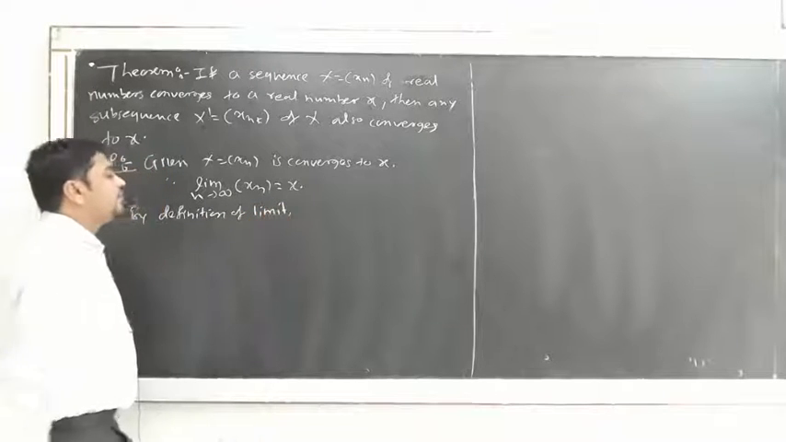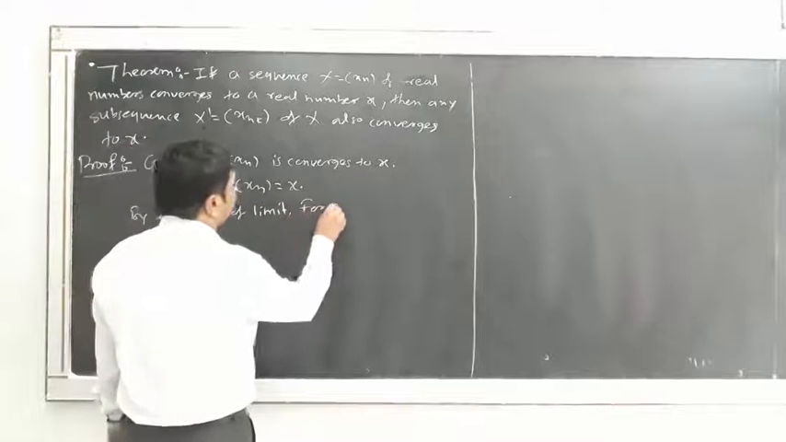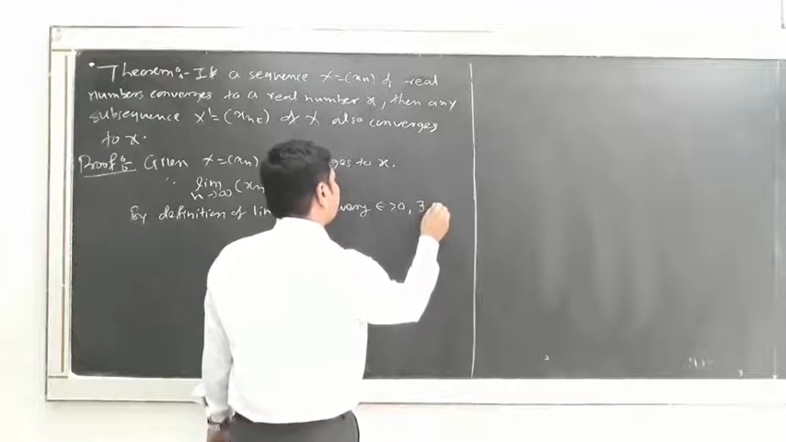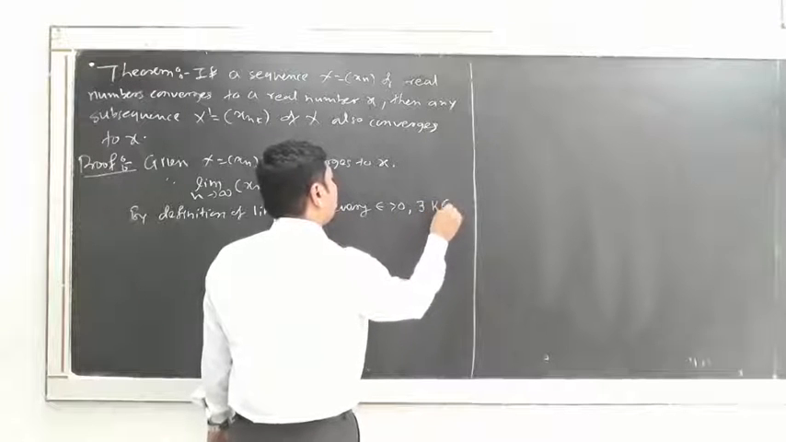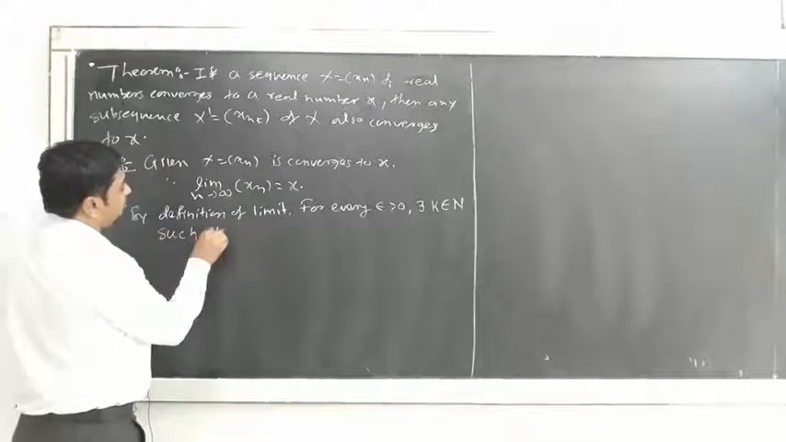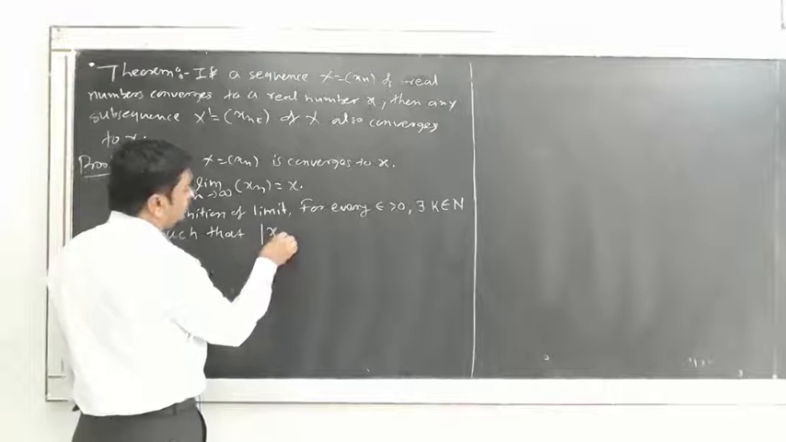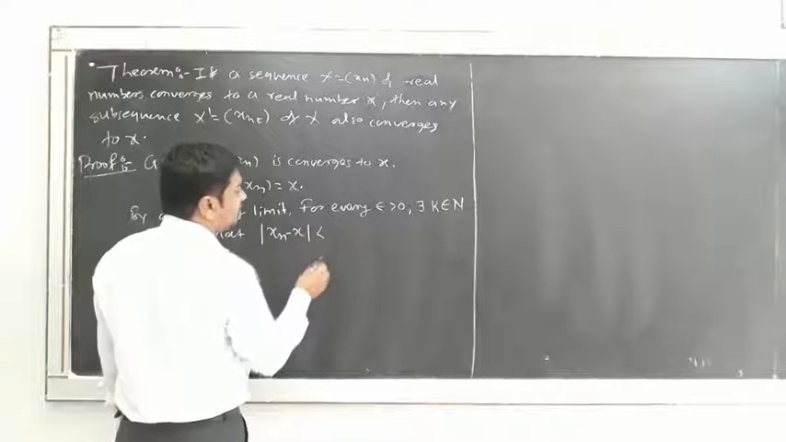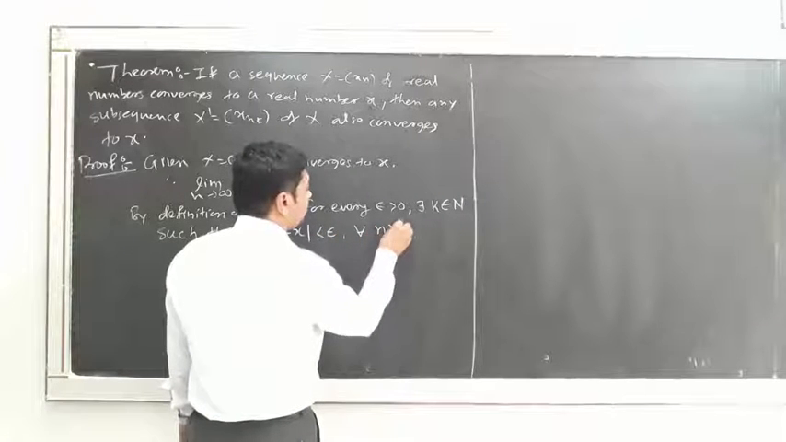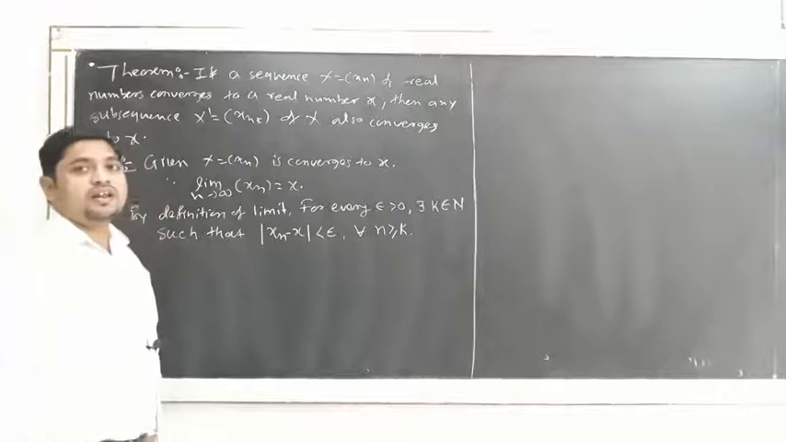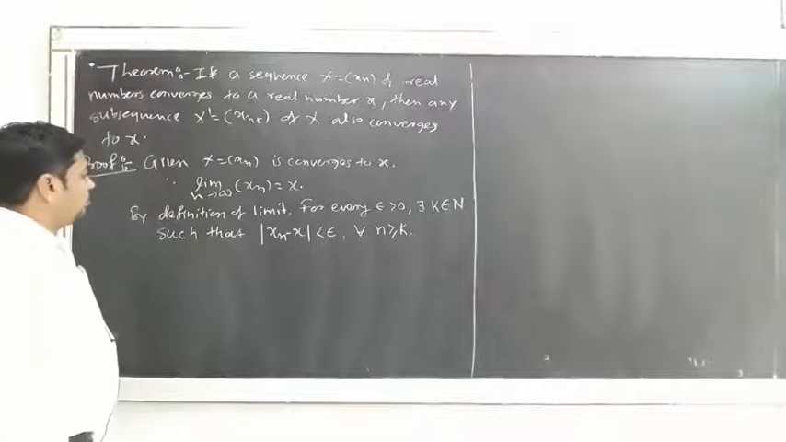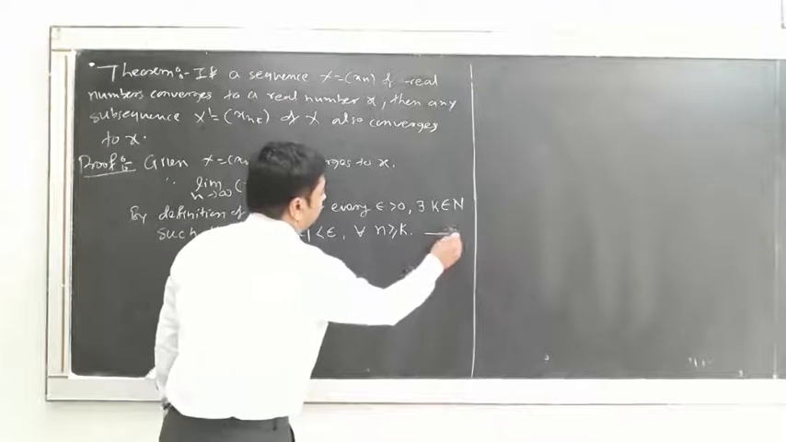What can we write by the definition of limit? For every epsilon greater than 0, there exists a natural number K belonging to N such that the modulus of xn minus x is less than epsilon for all n greater than or equal to K. Okay, so this is our first statement.